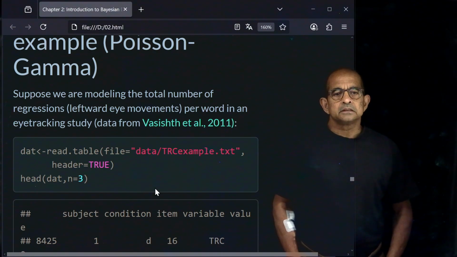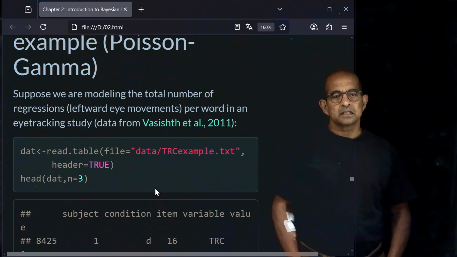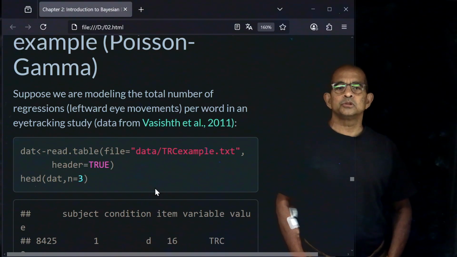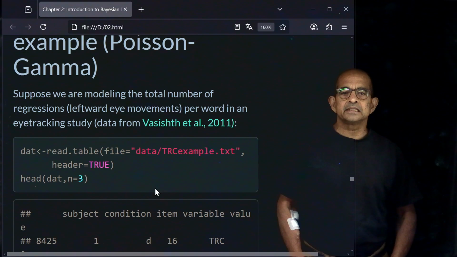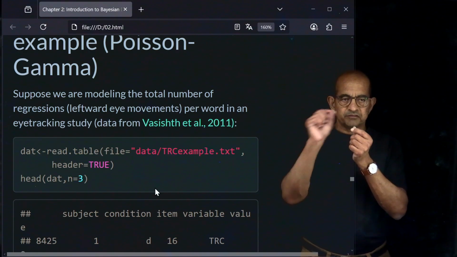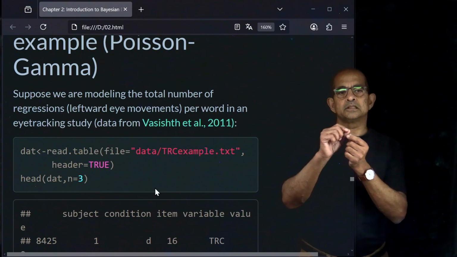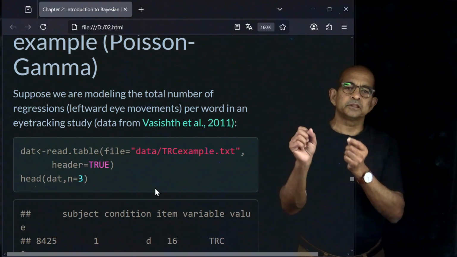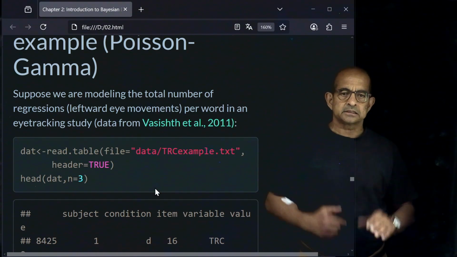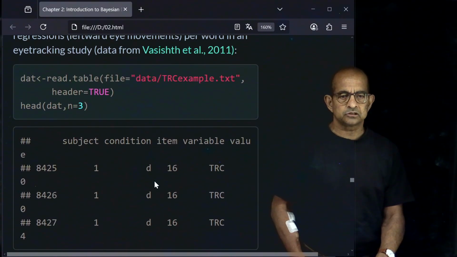So the data which will be available to you are total regression counts. We are going to be looking at some eye tracking data, and what we are looking at is the total number of leftward eye movements per word in some eye tracking study that was done. So the actual details don't matter at all. The scientific details don't matter.